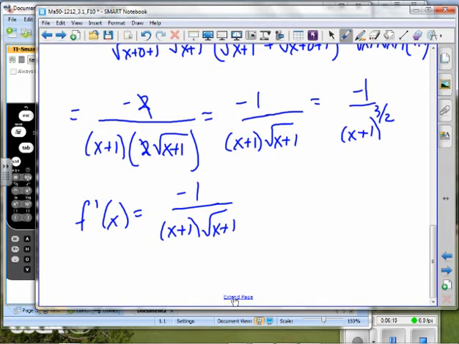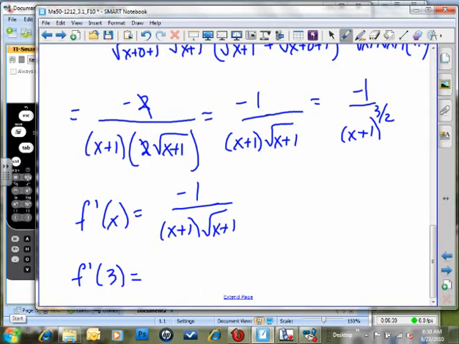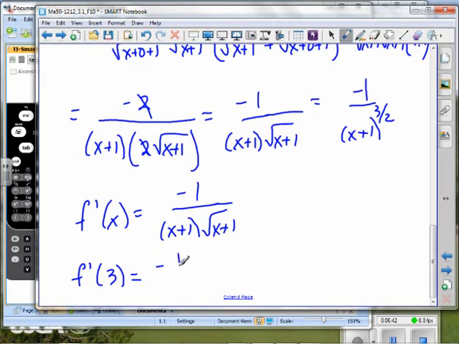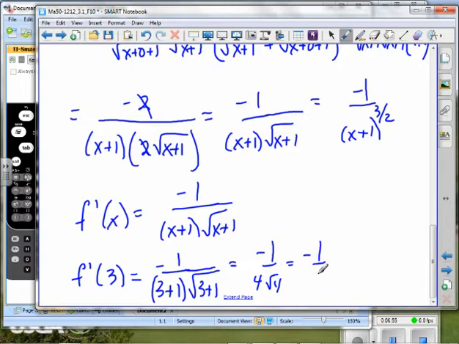Now, again, so what? I've got this answer. What does it mean to me? It's the slope of a line tangent to the curve at a point. What point do you want to choose? Good. I like that number 2. We'll put 3 in here. And so this would be -1 divided by 3 plus 1, the square root of 3 plus 1. That's -1 divided by 4, the square root of 4. That's -1 divided by 8.